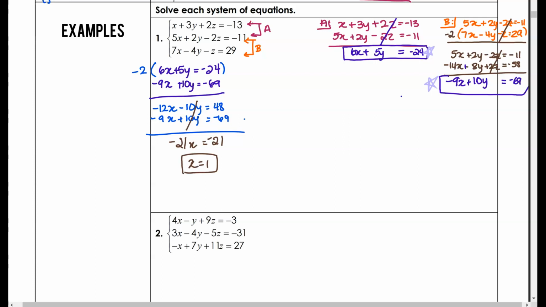All right, so now that I know what x is, I pick one of these two equations to solve for y. So I'm going to pick the first one. So I'm going to have 6 times 1 plus 5y equals negative 24. So then 6 times 1 is 6. I'm going to subtract that from both sides. So I'm going to end up with 5y equals negative 30. And now I'm going to divide both sides by 5. So negative 30 divided by 5 gives me a negative 6. So here's my y value.